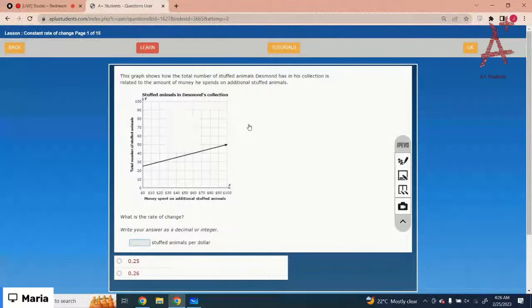So you are given a graph. On the x-axis you have the money spent on additional stuffed animals, and on the y-axis you have the total number of stuffed animals. Got it? So you have to calculate the rate of change. To calculate the rate of change, you have to select any 2 points on the graph. Okay, the first one is this one, and the second one is this one. Let's use these 2 points and calculate the slope. Got it?